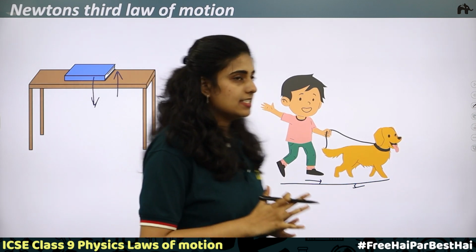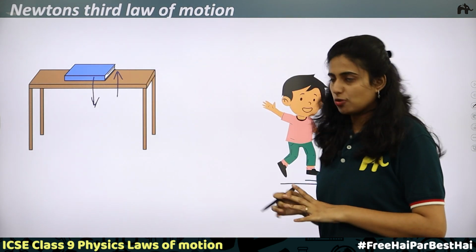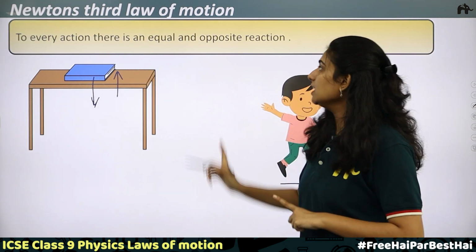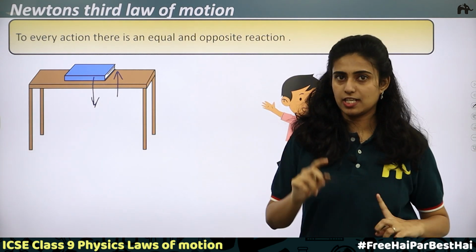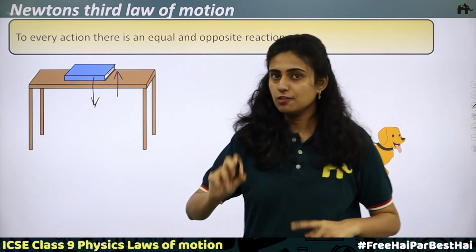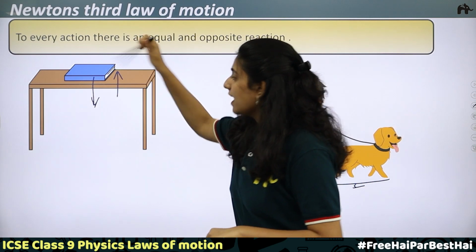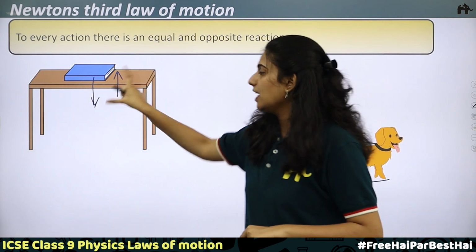Got it? So, we'll state Newton's third law of motion. To every action, there is an equal and opposite reaction. In the first case, the action force is the force applied by the book on the table, that is the weight of the book.